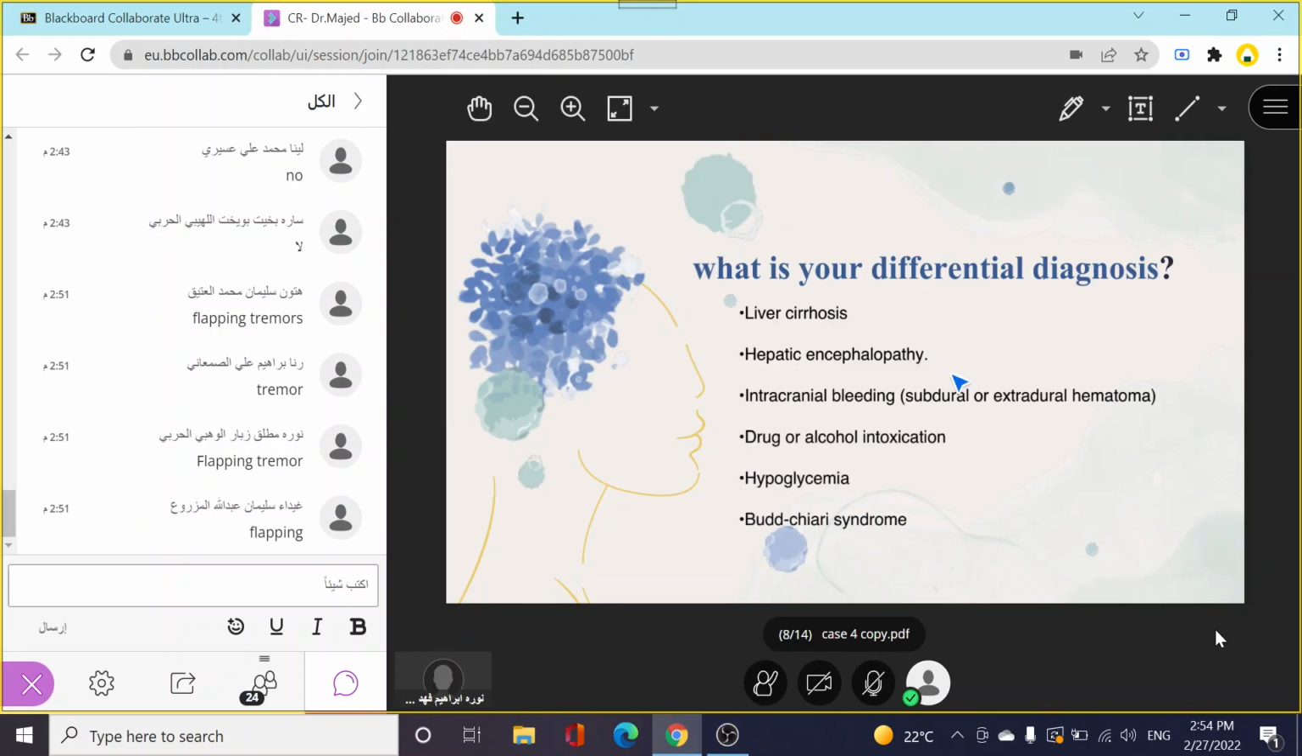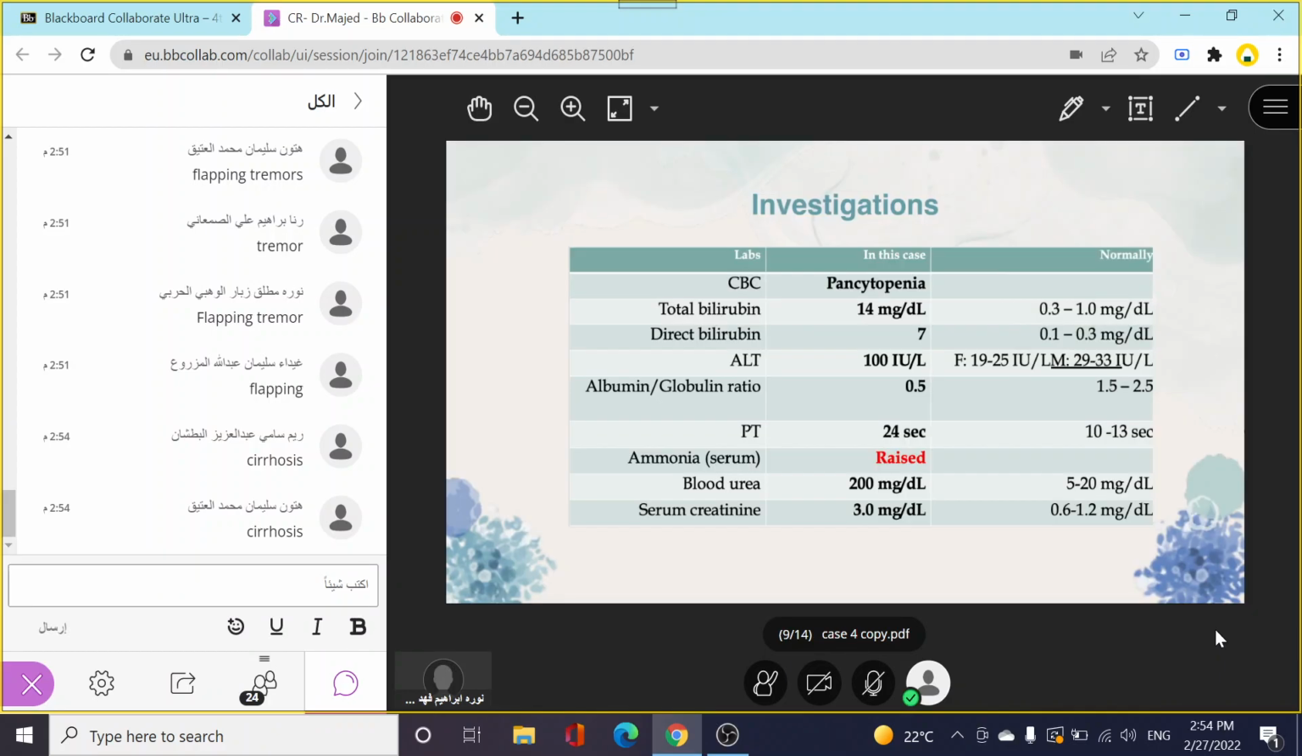So moving on, what do you think the differential diagnosis in our case is? Yeah, it could be liver cirrhosis, and also it could be hepatic encephalopathy. It could be intracranial bleeding, subdural or extradural hematomas, drug or alcohol intoxication, hypoglycemia, and Budd-Chiari syndrome.